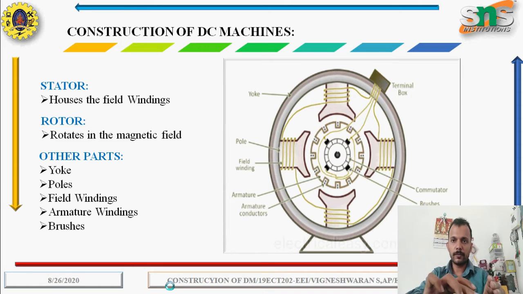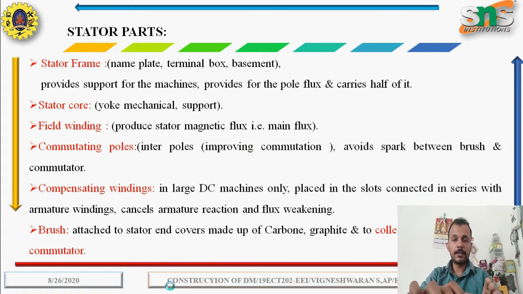Field windings come in the stator part. Armature winding and brushes: the armature winding will be under the rotor, along with the commutator and brushes. So we are going to list out and see each component and its function, like stator, rotor, and other parts, in detail.